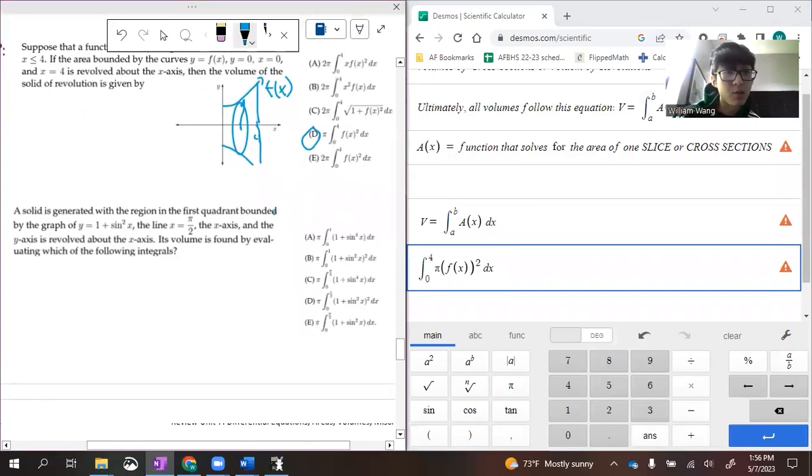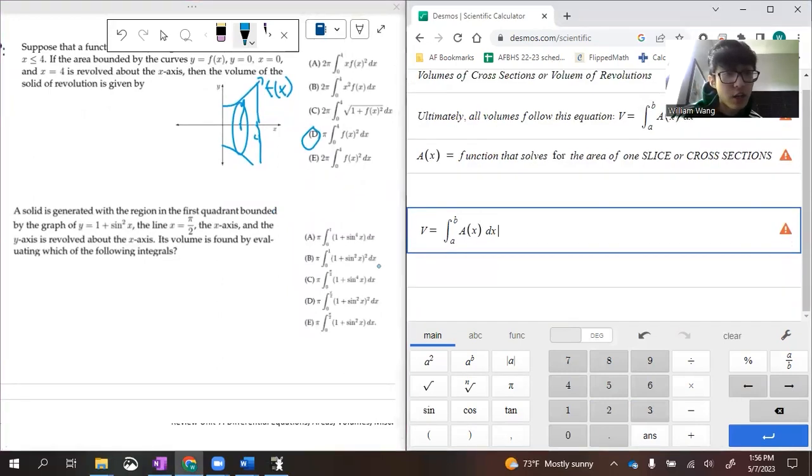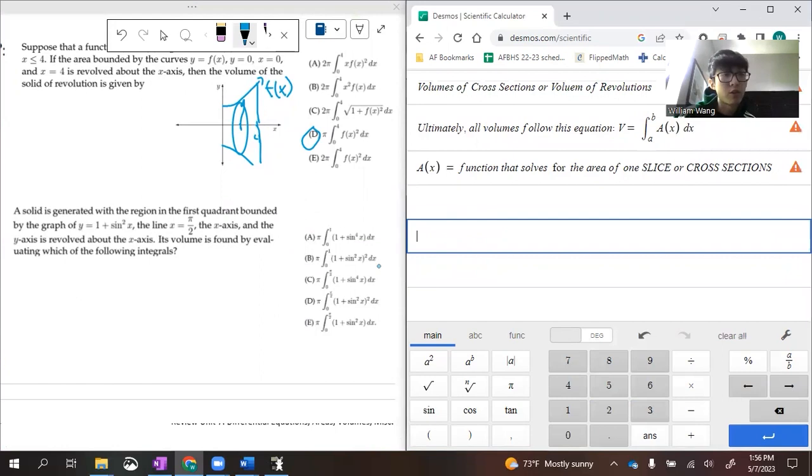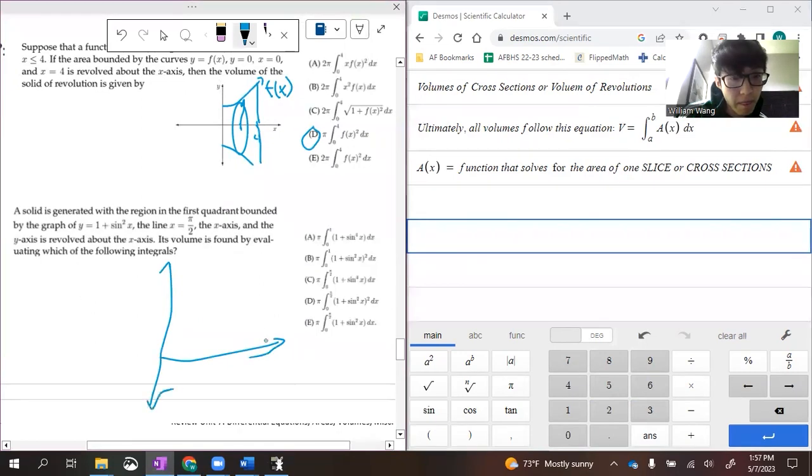All right, next one. A solid is generated with the region in the first quadrant bounded by the graph y equals 1 plus sine squared of x, the line x equals pi over 2, the x-axis and the y-axis, revolved around the x-axis. So let's just say I have my graph here. Okay, I don't know what this function looks like, I honestly don't. But let's just say it looks something like this. All right. So that's my y.